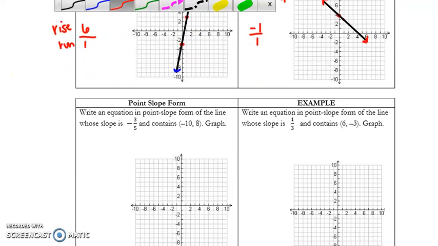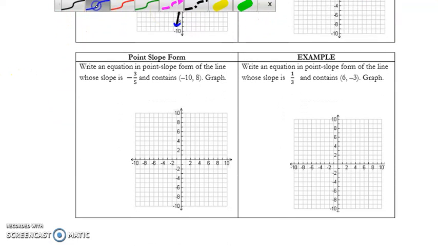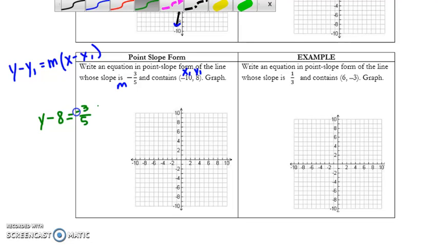All right, next we're going to take a look at point slope form. Remember, point slope is the y minus y1 equals m parenthesis x minus x1. So we're going to go ahead and plug in this point. This is my x1, this is my y1, and this is my m. So it's going to look like this. Y minus 8 equals, then my slope, -3/5, parenthesis x minus, and then my x.